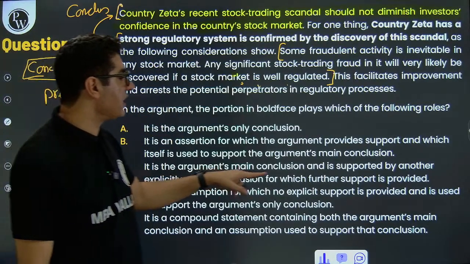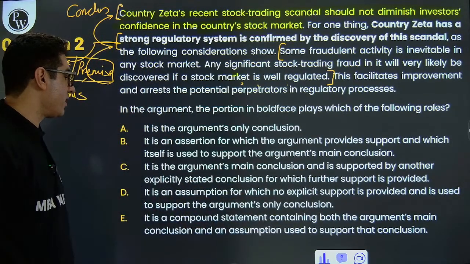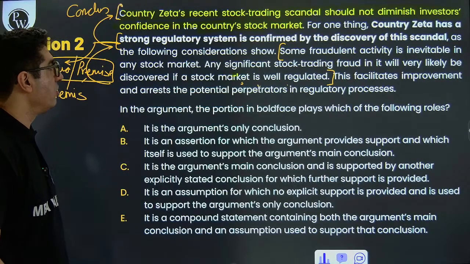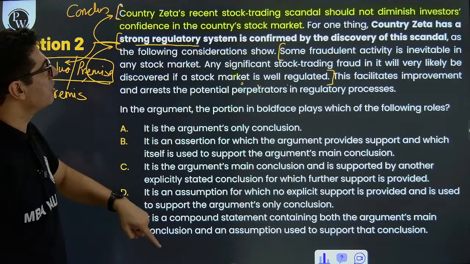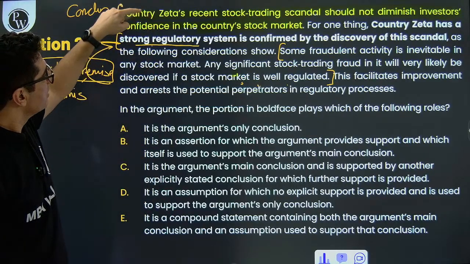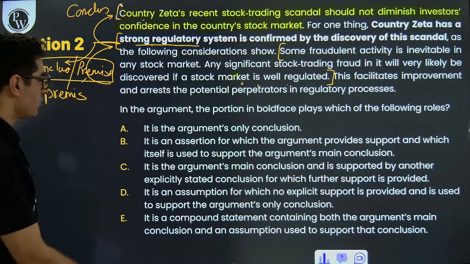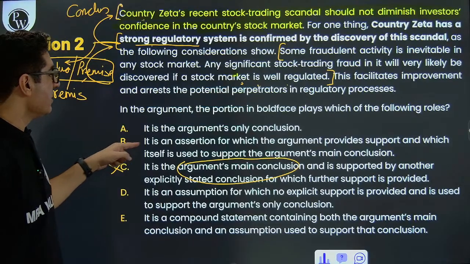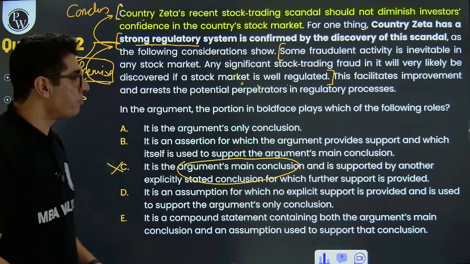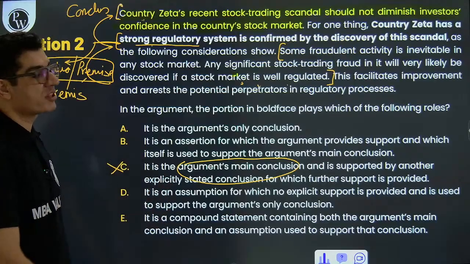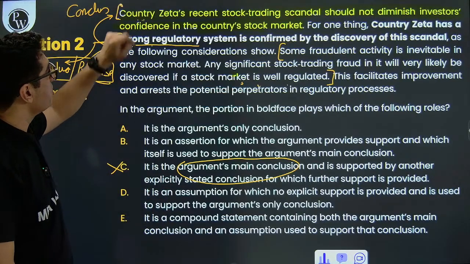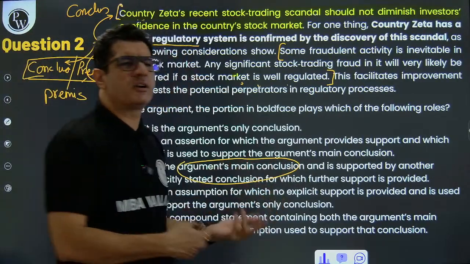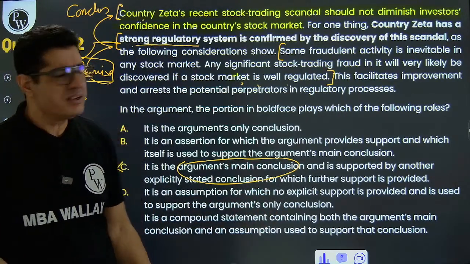It is the argument's main conclusion and is supported by another explicitly stated conclusion for which further support is provided. No, this is not the argument's main conclusion. This is the main conclusion. So we could have eliminated it here at this juncture. Let's see, it is an assertion for which the argument provides support and which itself is used to support the argument's main conclusion. So this is supporting the main conclusion, plus the argument also provides support for it. Assertion is another word for statement. Okay, so we have that there.